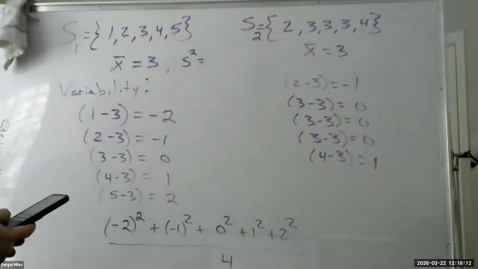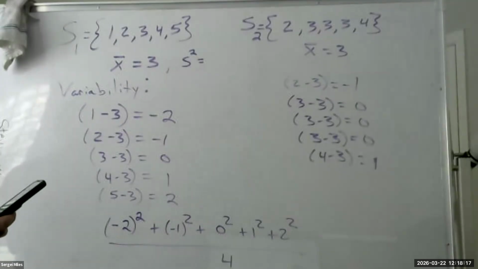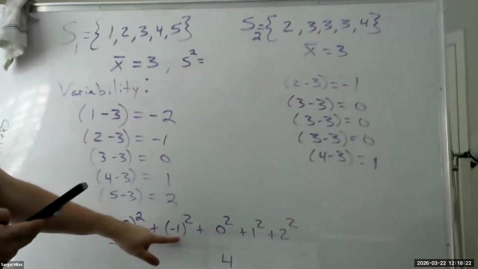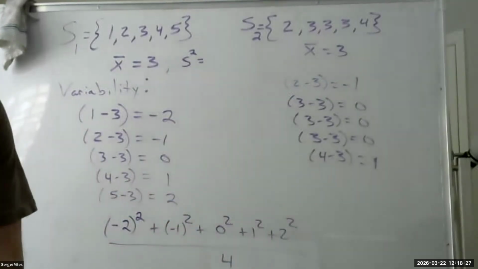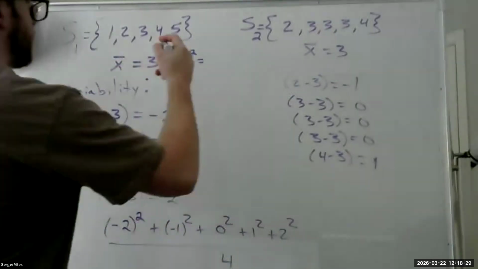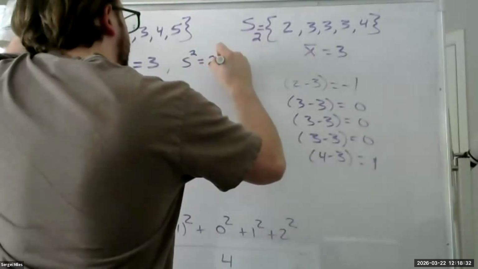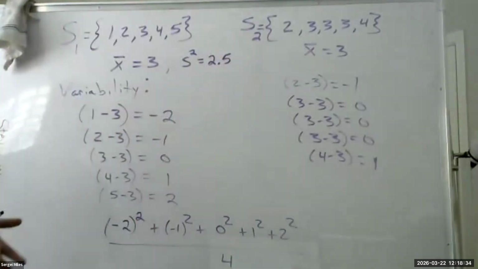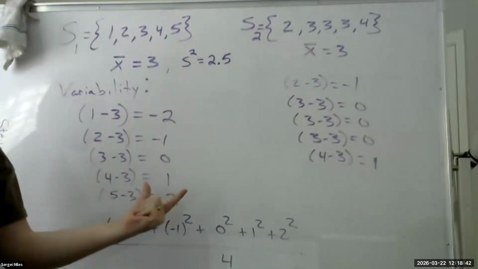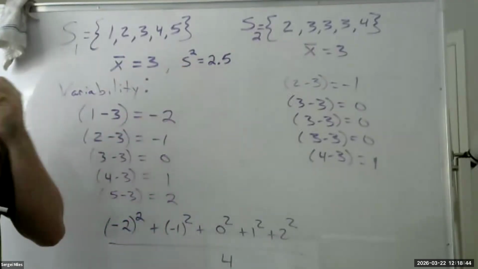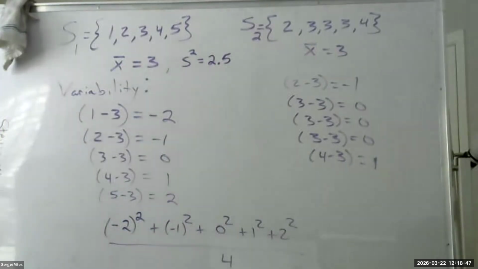This is going to be 4 plus 1 plus 0 plus 1 plus 4. I'm going to divide by 4. And we have a variance of 2.5. This is giving us an average of, well, how far away are my data points? Now this is a squared distance, right? These distances weren't originally squared, so this number is a little bit bigger. But that's okay. We'll just leave it like this for now.